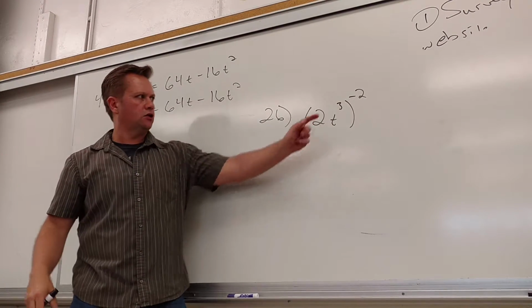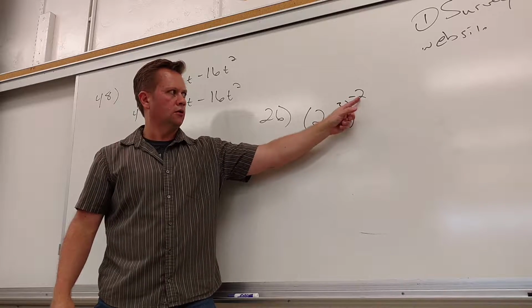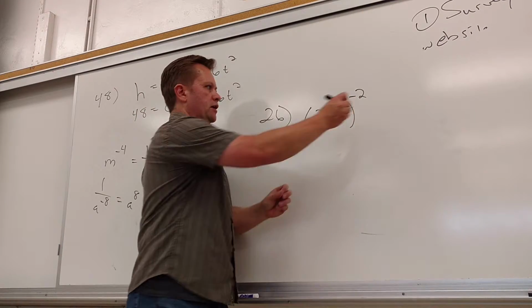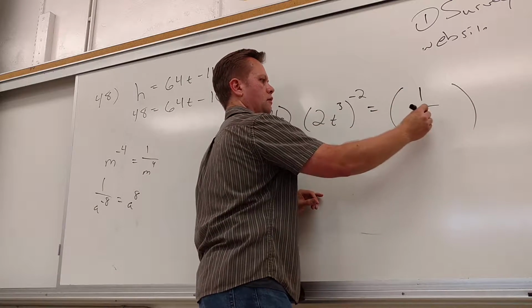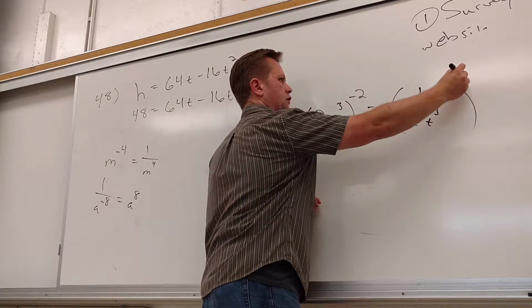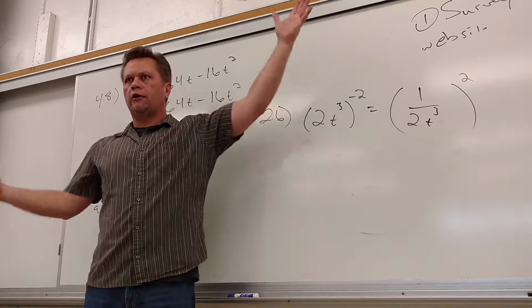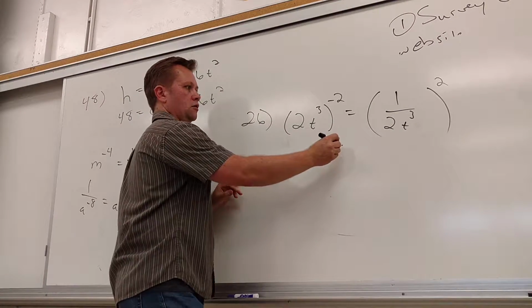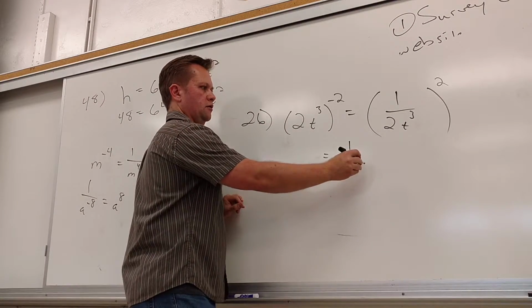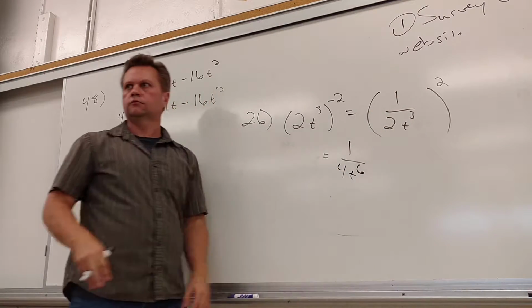Who remembers what I said yesterday about what this is telling you to do? It's telling me to flip it. So what would the inside become if I flip it? 1 over 2t. And what do I still have to do? Square it. Good. I flipped it, and now I square everything. What's 1 squared? 1. And 2 squared is 4. So, 1 over 4t to the 6. Beautiful.